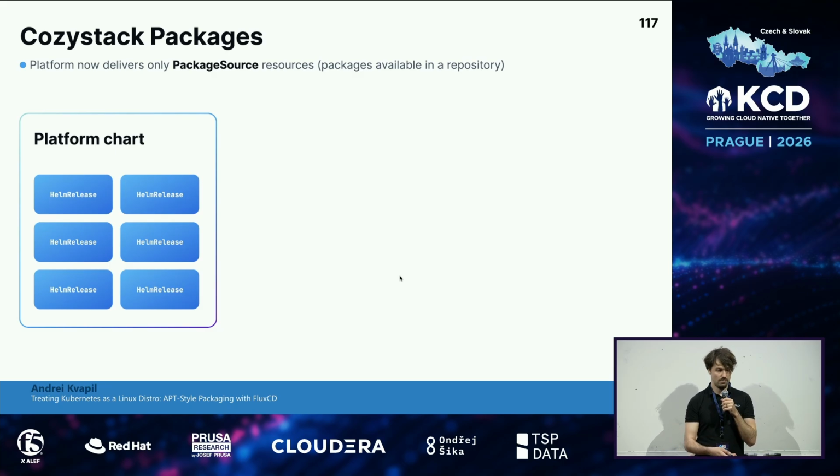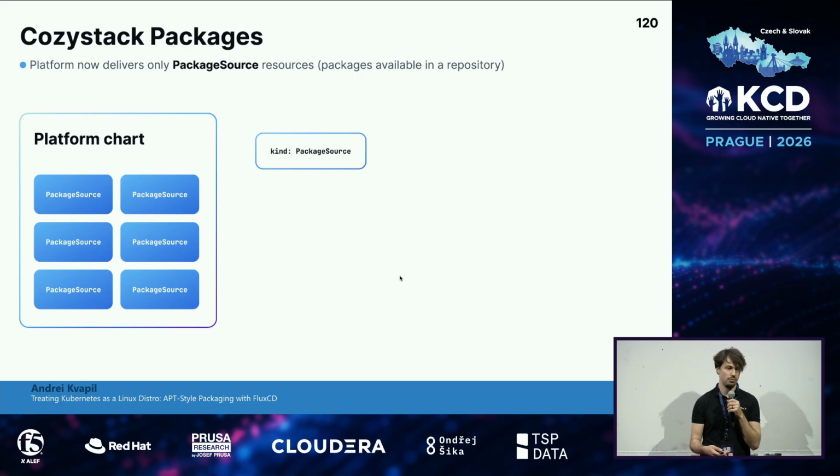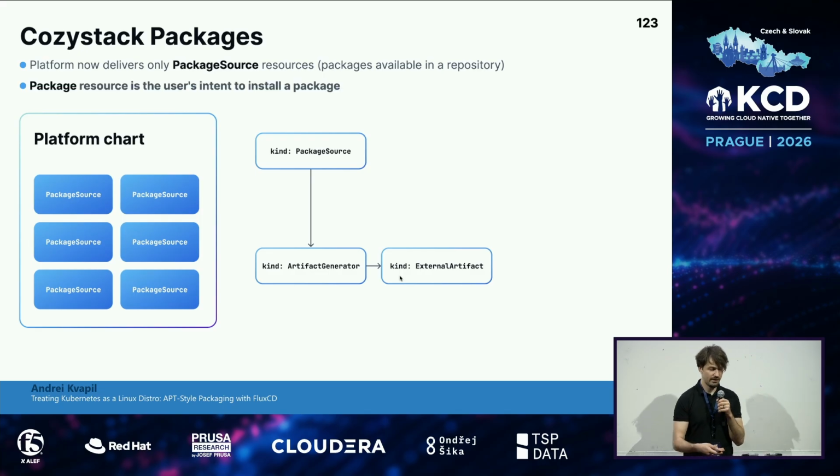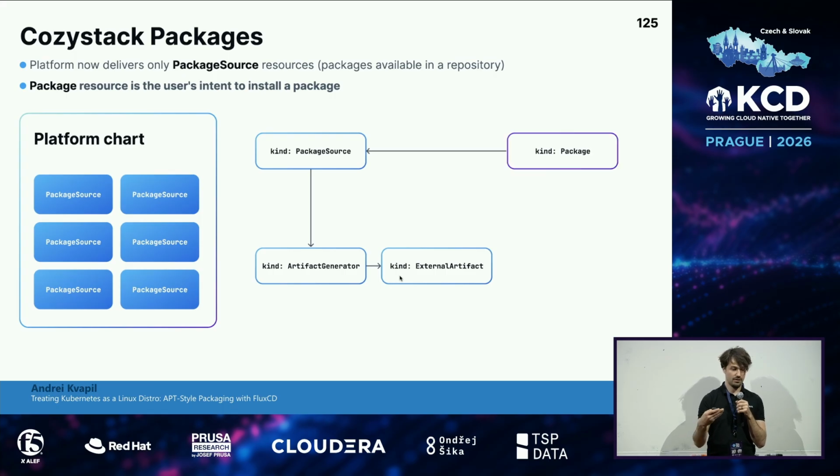The platform chart now includes not Helm releases, but package sources. PackageSource is a new CRD in our case, which results in an artifact generator, which then results in an external artifact. When a user wants to install something, they run kubectl get packagesource and see all the packages available to install. If they want to install something, they need to create a kind Package, which has the same name as the package source. In our case, both APIs are cluster-wide.